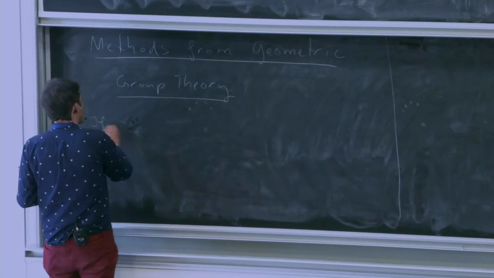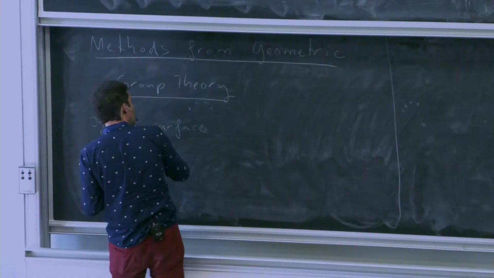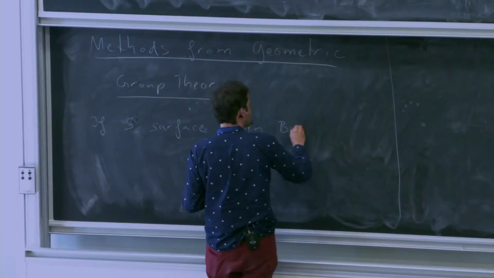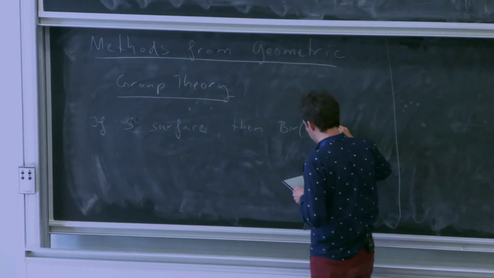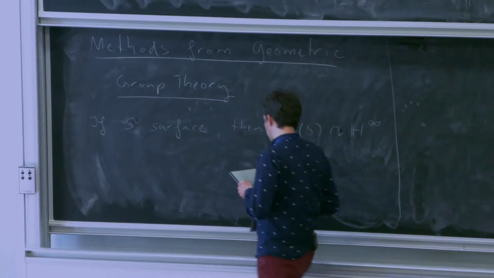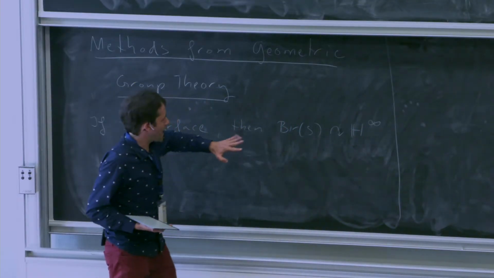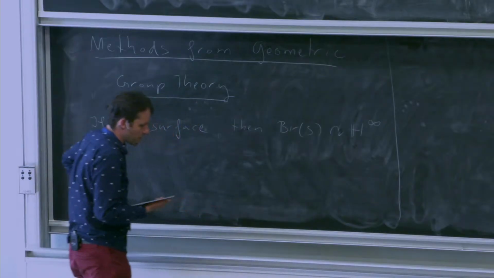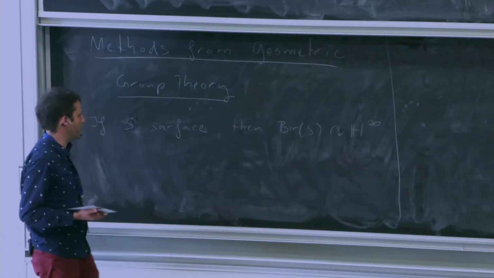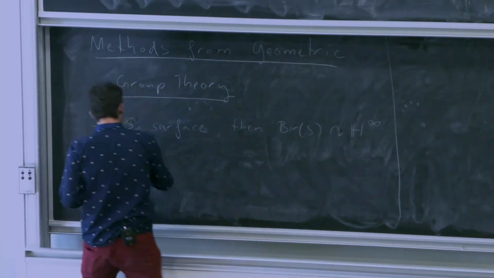So one of the strongest tools in this direction is that if S is a surface, then the group of birational transformations of S acts by isometries on some infinite dimensional hyperboloid. So here it's really a hyperbolic space of infinite dimension, so it has negative curvature. And this action has led to very interesting results.